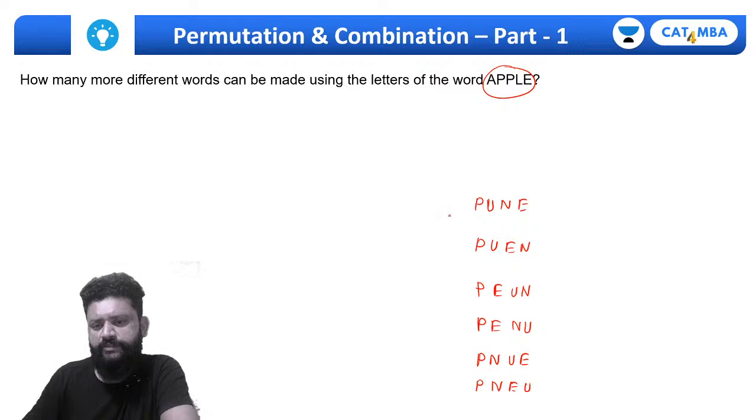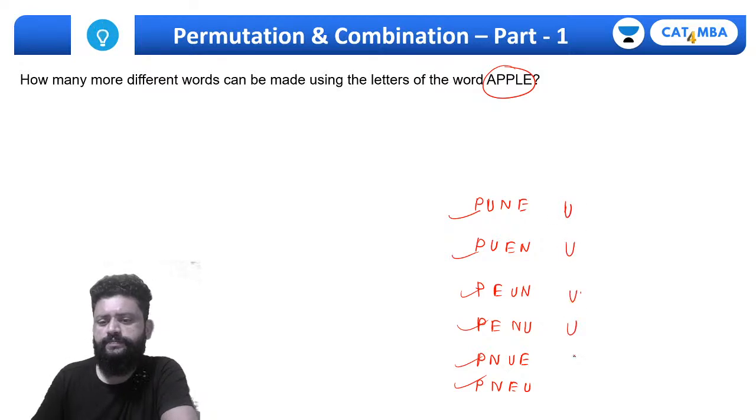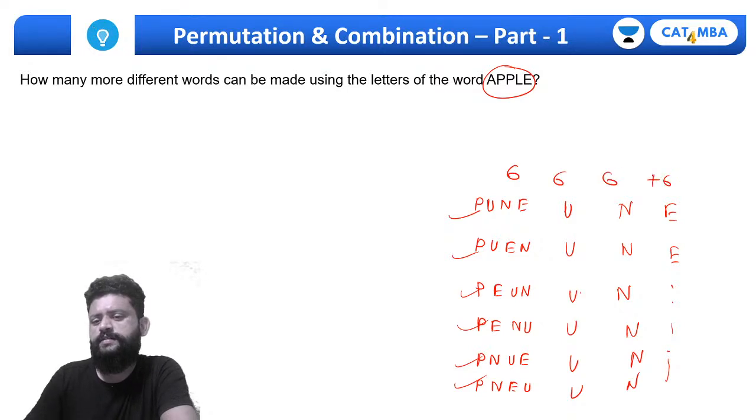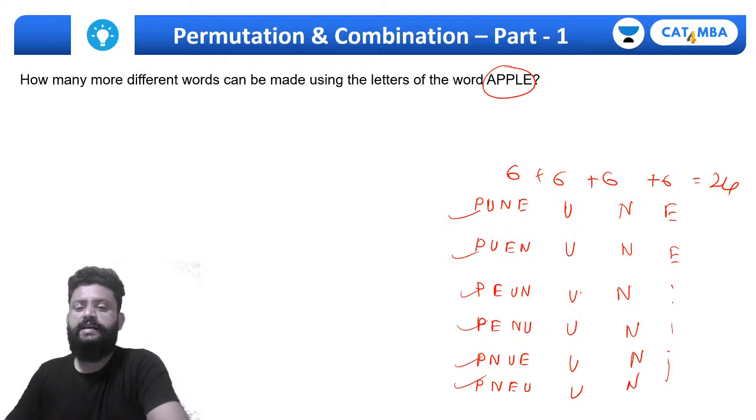Now look at this, starting with P, how many words did I get? 6 words. The same way I can get 6 words starting with U, 6 words starting with N, and then starting with E, again I'll get 6 words. So 6 plus 6 plus 6 plus 6 has to be 24 total words, right? That's the way, that's quite different.